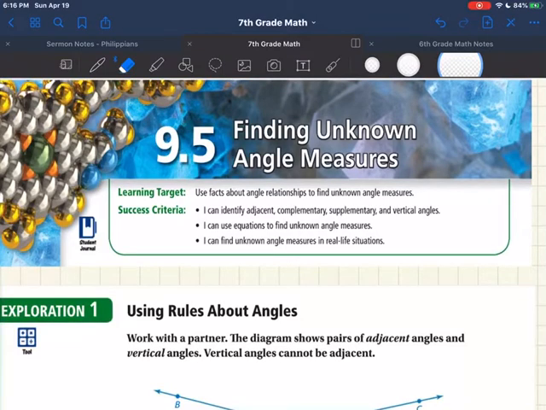All right, happy people. 9.5, finding unknown angle measures. Okay, so this is kind of fun too. I like this chapter. I like geometry. I think this one's fun.